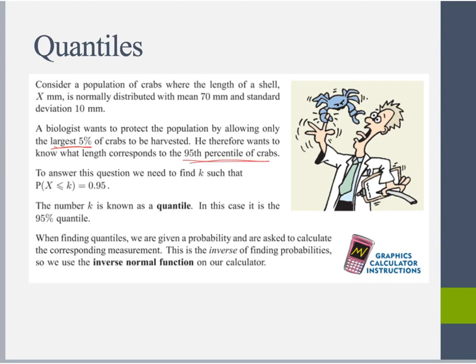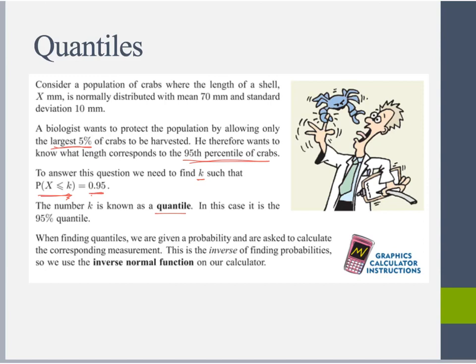Okay. To answer this question, we need to find k such that the probability that x is less than or equal to k is equal to 0.95. So we're just finding what that k value is in terms of how long crabs are to figure out where that 95th percentile is. The number k is known as a quantile. In this case, it is the 95th quantile.